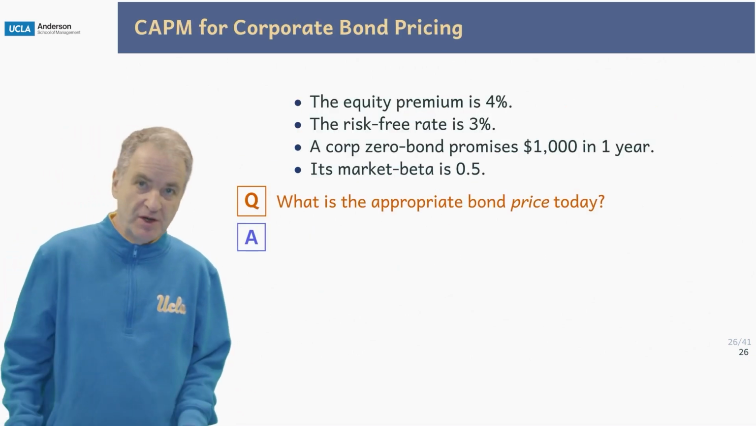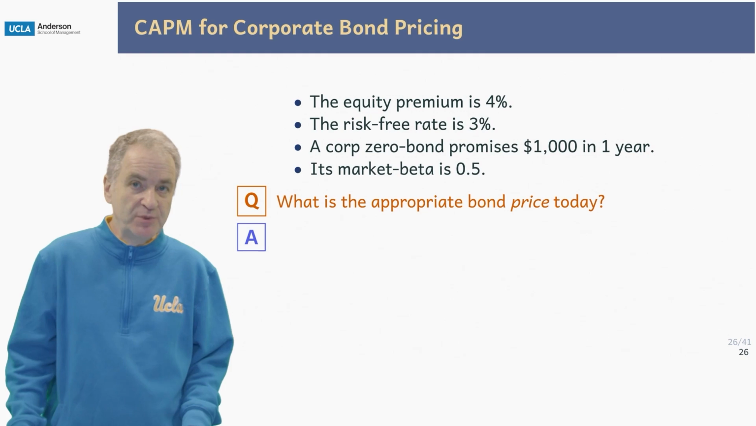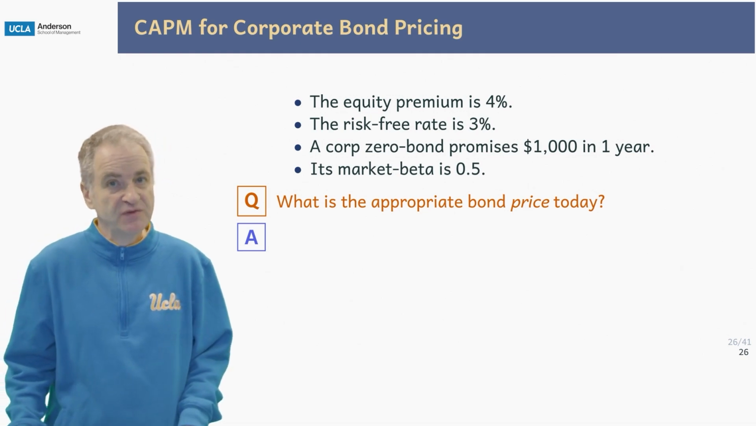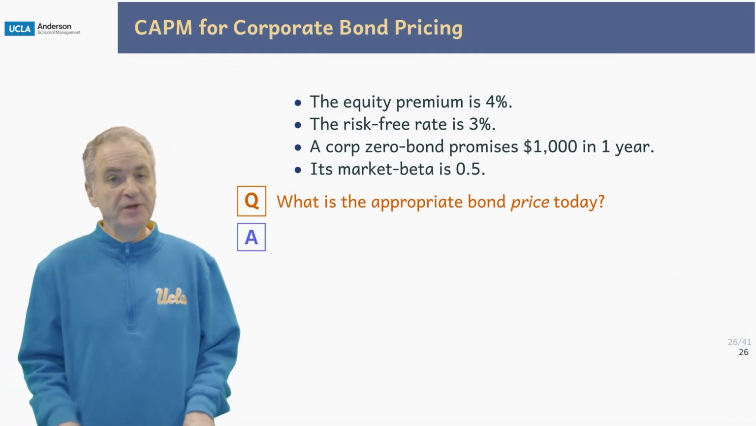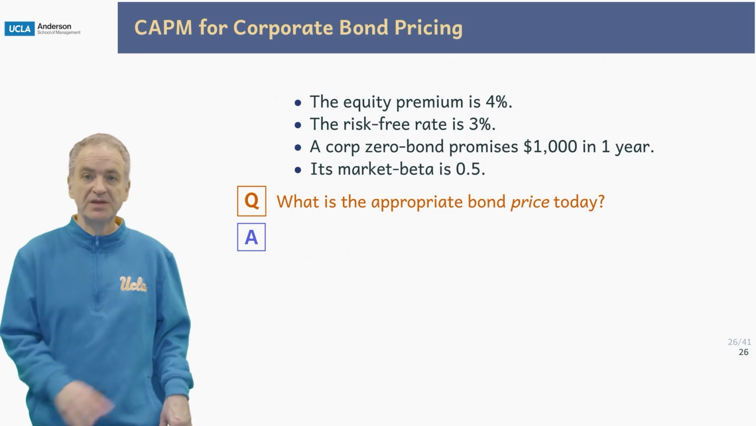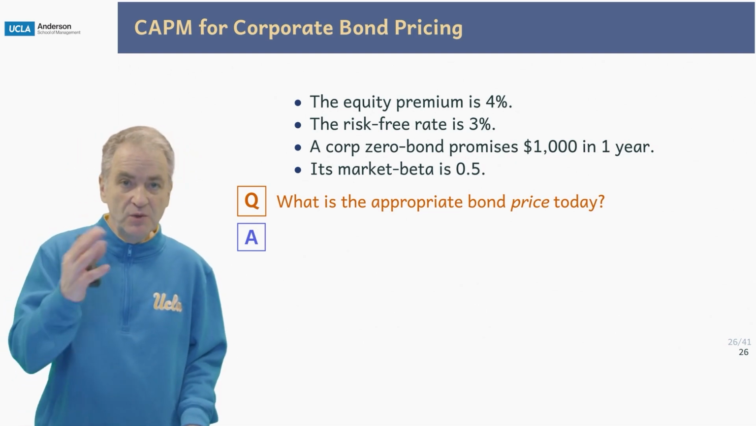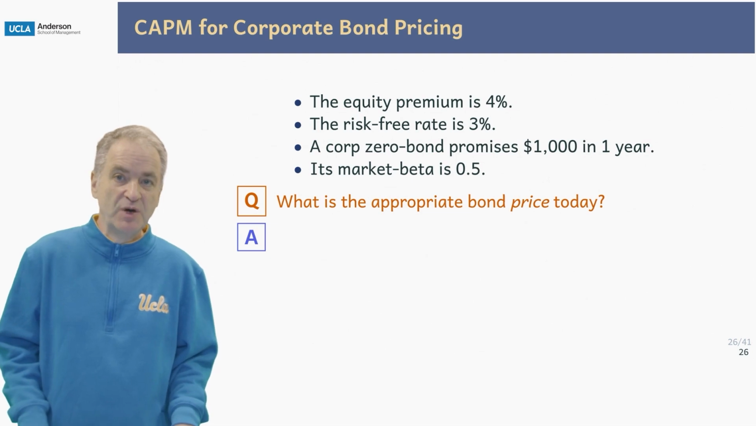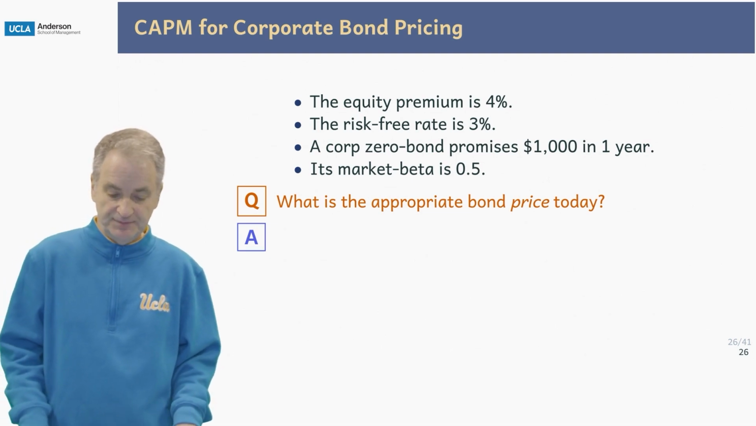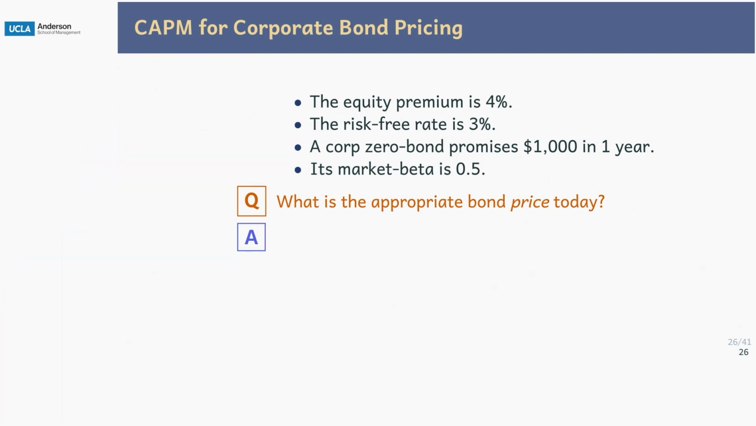Okay, what about this problem? Let's say we have an equity premium of 4%, a risk-free rate of 3%, a corporate zero bond promises $1,000 in 1 year, and the market beta is 0.5. Can you work out for me what is the expected bond price today? Please pause this video now, answer the question on a piece of paper, and then continue.